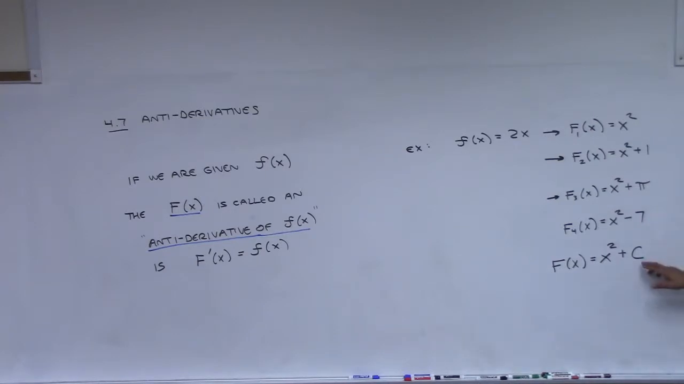Now we have a technical name for this C. Later, we'll call it the constant of integration. But for now, just think about it as in you can add any number to this x squared and it would qualify as an antiderivative, right?